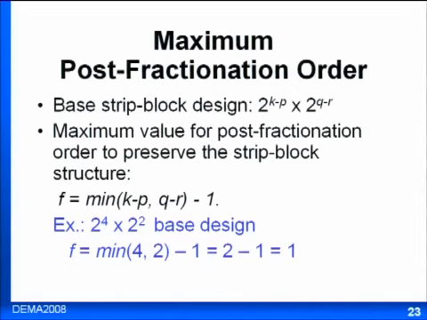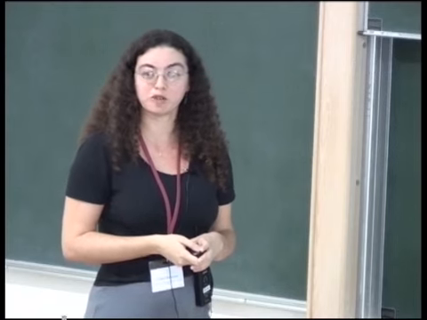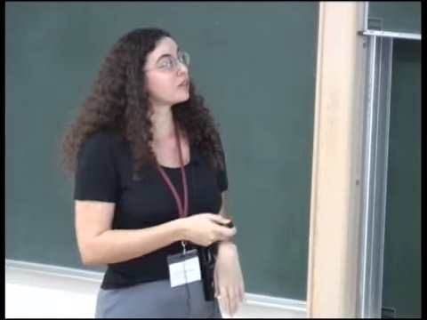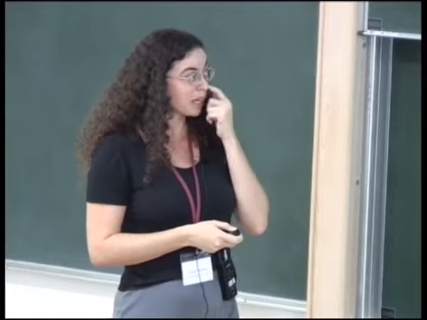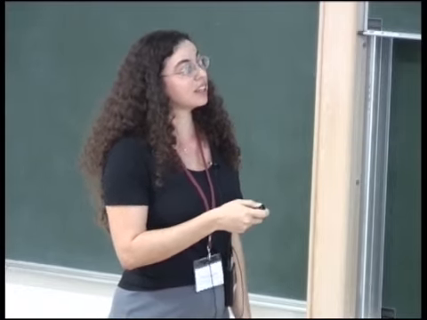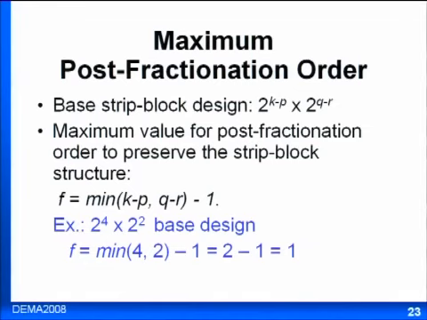Since here we are not working with fractional factorials, in each design we are working with full factorials. We have 4 for K minus P and 2 for Q minus R. So our P and R are 0 since we are using a full factorial. If you're using a half fraction, you use 1 here and 1 here and so on. So the minimum here for this case is 2 minus 1, so we can only fractionate once to keep the strip block design. That's what I showed before.